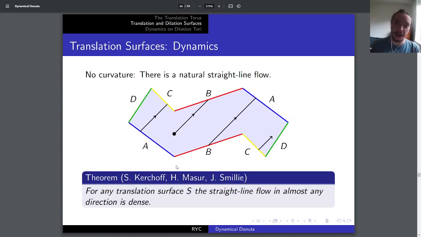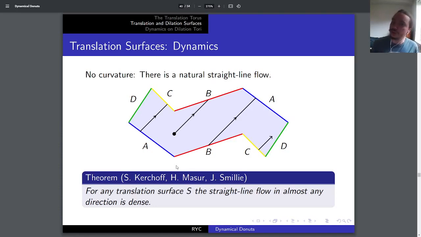And once you prove that, which is some complicated thing, you can actually carry that back over to each individual translation surface and say that on each translation surface, the straight line flow in almost any direction is dense. Okay? So this is what we can get from doing this crazy theory of moduli space. So this is really, really cool.